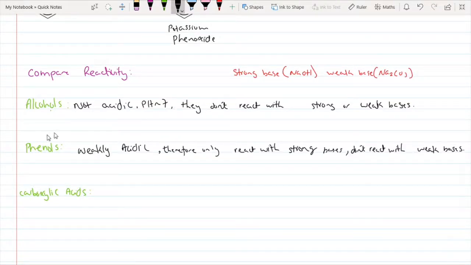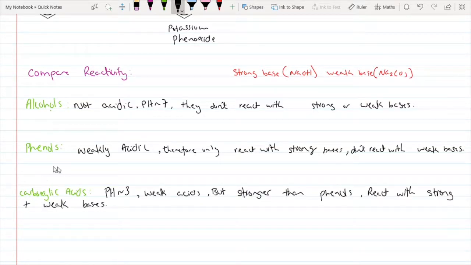Okay, so moving on to our phenols. Phenols are weakly acidic, as I previously said, and therefore they only react with strong bases. So in this case, sodium hydroxide only, and they wouldn't react with weak bases. When you react a phenol with a weak base, there would be no reaction. So moving on to our carboxylic acids. Carboxylic acids are weak acids. They have a pH of approximately 3. However, they are stronger than phenols, and therefore they react with strong bases and weak bases. So in this case, they react with sodium hydroxide, and they would react with our carbonate, so sodium carbonate in this case.